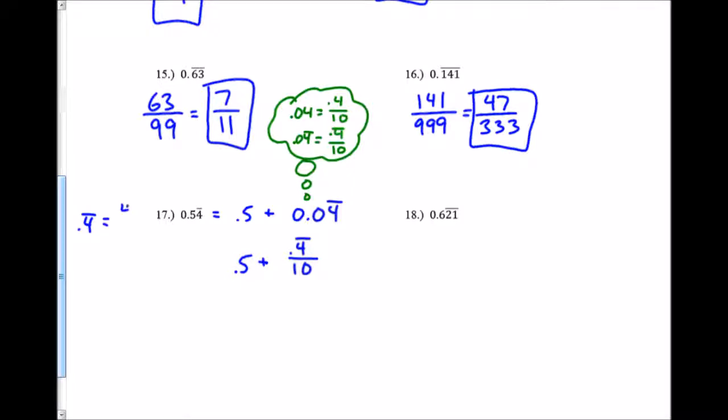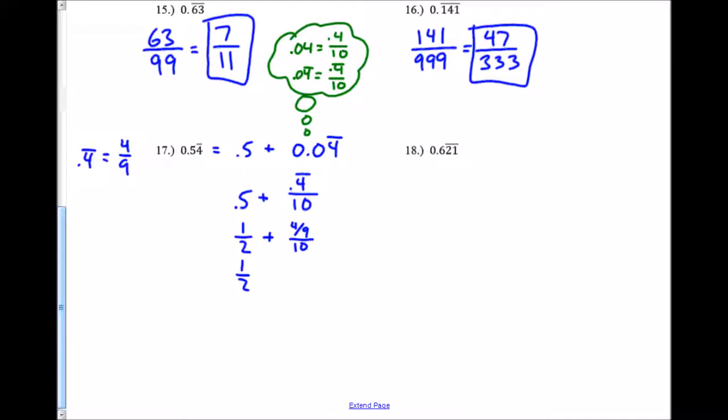I'm just going to rewrite these as fractions. The 0.5 is 1/2. The 0.4 with a bar over it is 4 9ths. So what I end up with is 4 9ths divided by 10. Now I just have to simplify this a little bit. 4 9ths divided by 10 is the same as multiplying by the reciprocal, 1 over 10. So I get 1/2 plus 4 over 90.